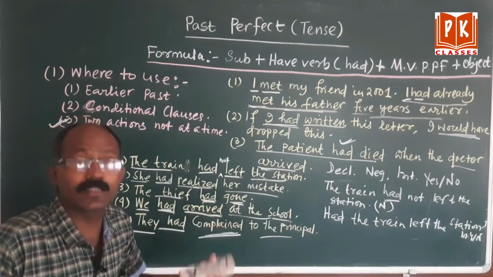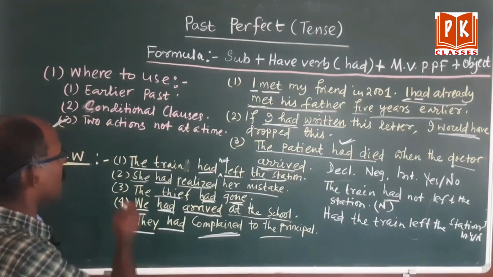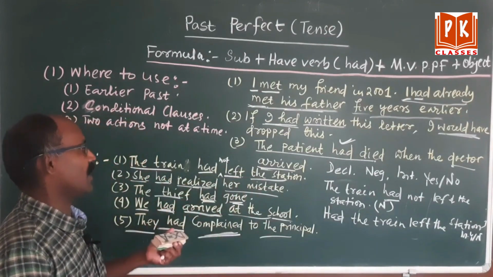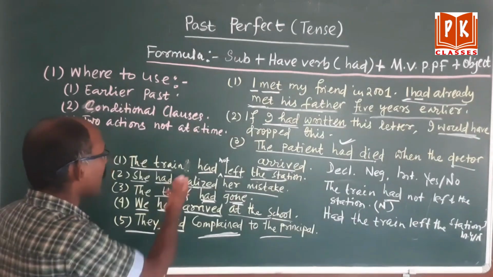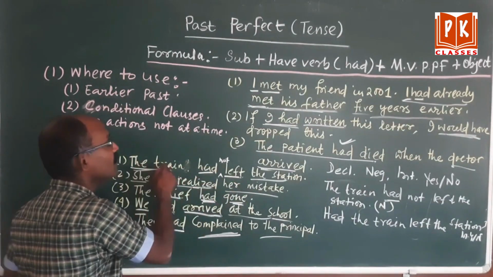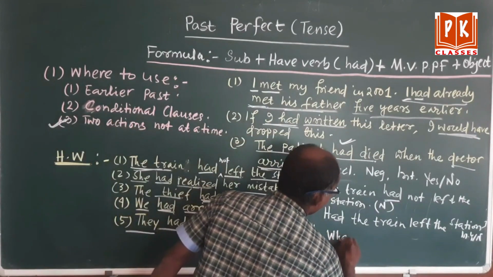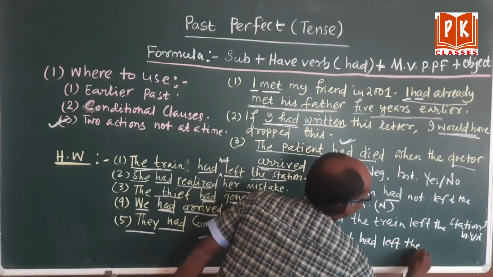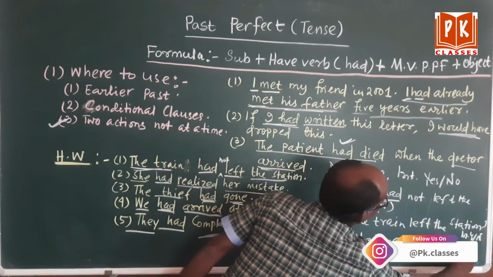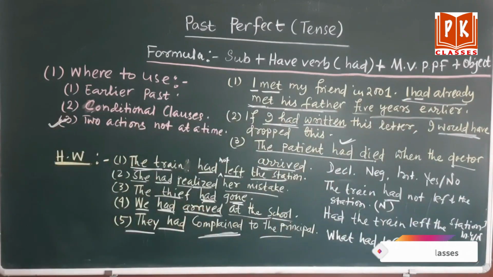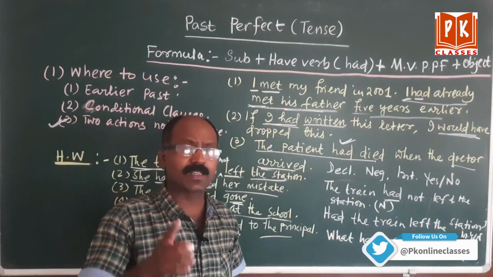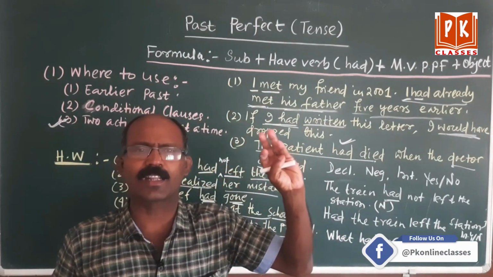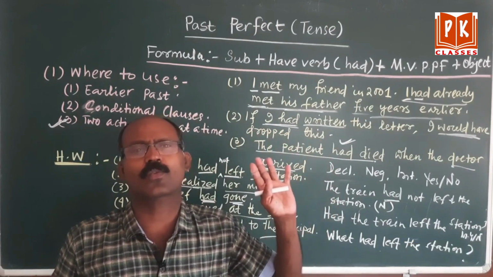That means you have to make it a WH word question. WH question, suppose where? Where had the train left? It will be the train left the station. Okay. What had left the station? That means the train. You use what had left the station. Question WH word. Clear? That means in this way I am practicing again and again. That means you will be well acquainted with the declarative sentence, negative sentence, interrogative sentence and WH word question.